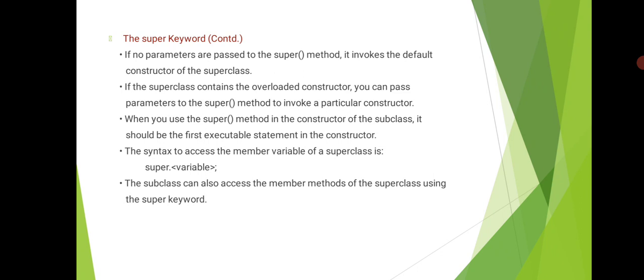Okay, so when you use the super method in the constructor of the subclass, it should be the first executable statement in the constructor. So if I am using the super method in the subclass, it should always be the first statement. So if a subclass has a constructor, that constructor should have, as its beginning statement, a call to the superclass constructor using the super method.